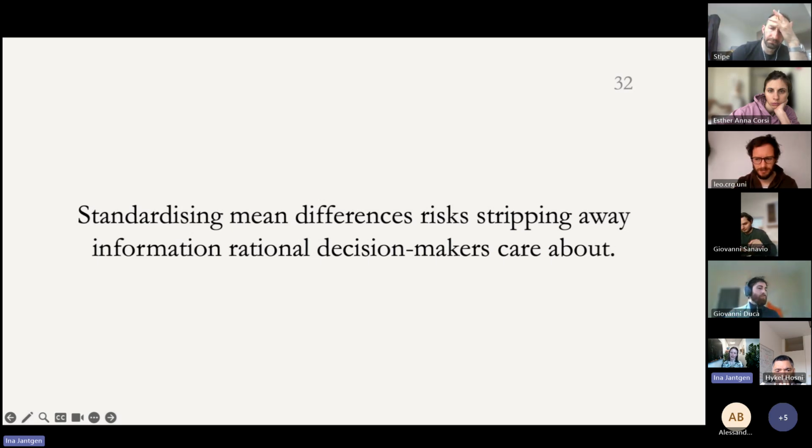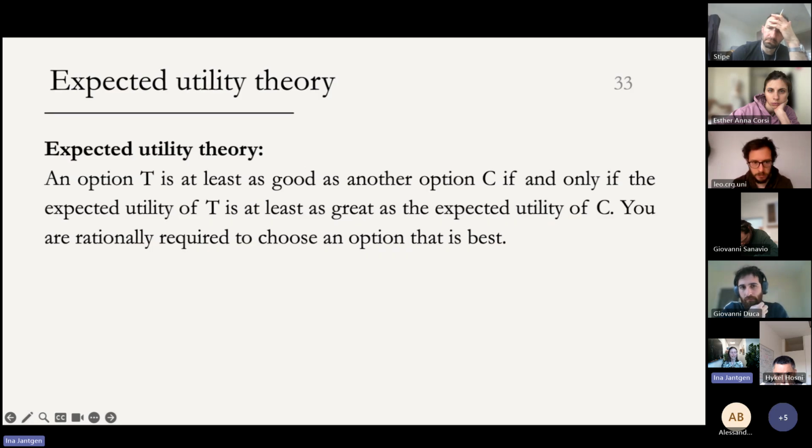So I want to unpack that claim now, focusing first on the idea of rational decision making. For the purposes of this talk, I'll just adopt the orthodox theory of rational decision making, that's expected utility theory. So expected utility theory says that an option T is at least as good as another option C if and only if the expected utility of T is at least as great as the expected utility of C, and you're rationally required to choose an option that's best. So that's quite abstract. So let's unpack it using the cancer example.